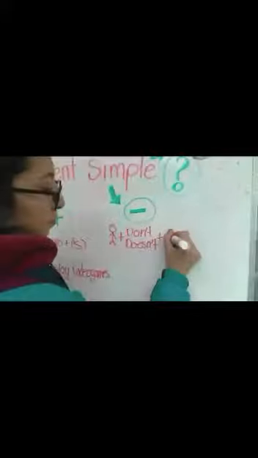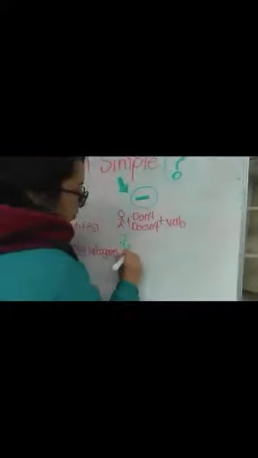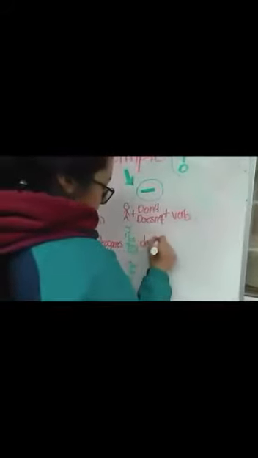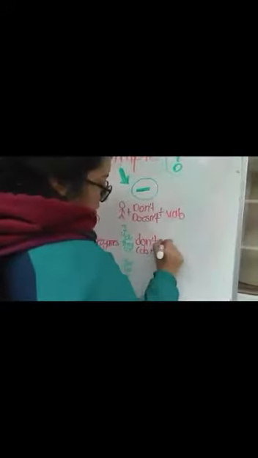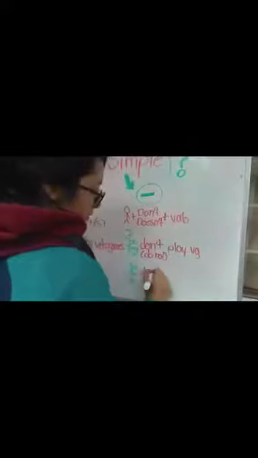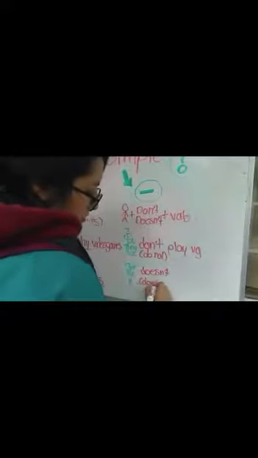In negative form we use first subject, then don't and doesn't, plus verb in normal form. With I, you, they, and we use don't plus normal verb. And with she, he, and it, we use doesn't and normal verb.